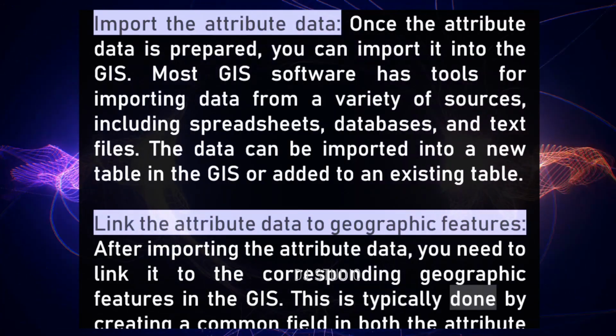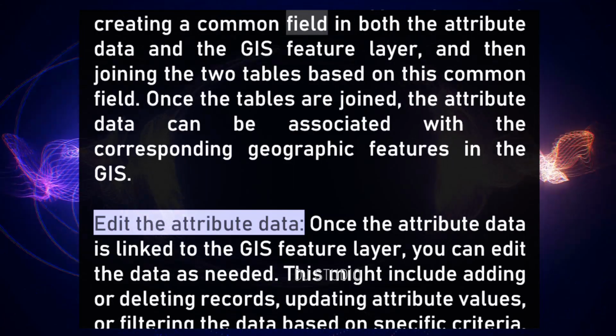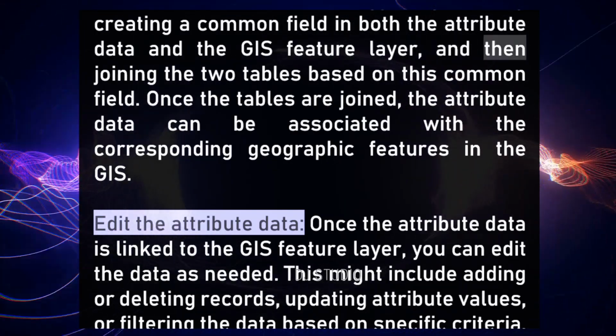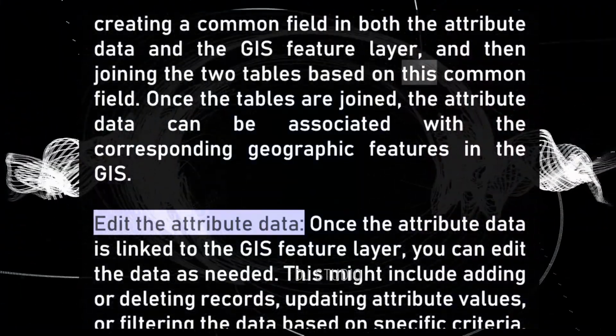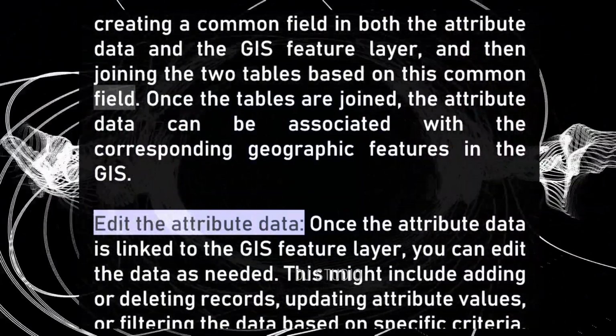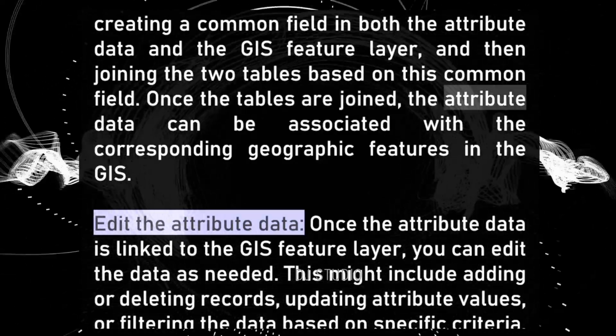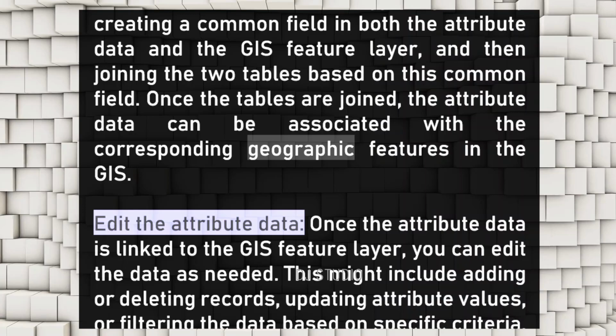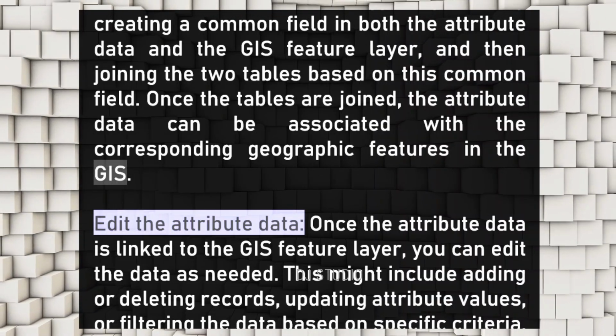This is typically done by creating a common field in both the attribute data and the GIS feature layer, and then joining the two tables based on this common field. Once the tables are joined, the attribute data can be associated with the corresponding geographic features in the GIS.